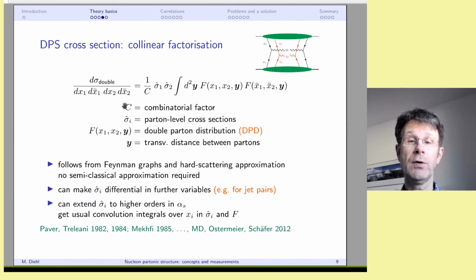So if one does a lot of extra work, one finds that indeed for double parton scattering, you can again formulate factorization in which you have one parton level cross-section for the first hard scatter, another for the second. These are exactly the same hard scattering cross-sections you would compute in the case that there is just one hard scattering. They don't know about each other. The place where the two protons know about each other is this convolution of two double parton distributions. And here you have this integral over the relative distance between the first and the second hard scatter.